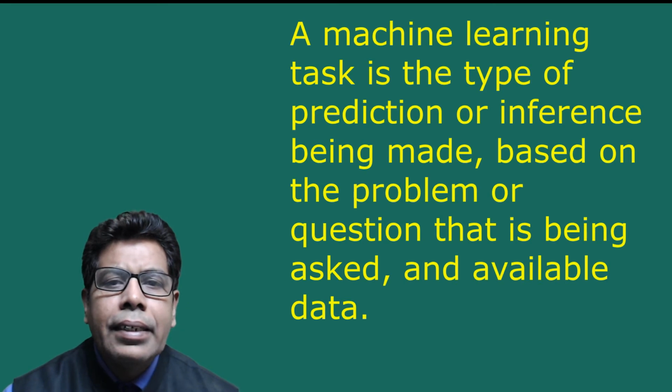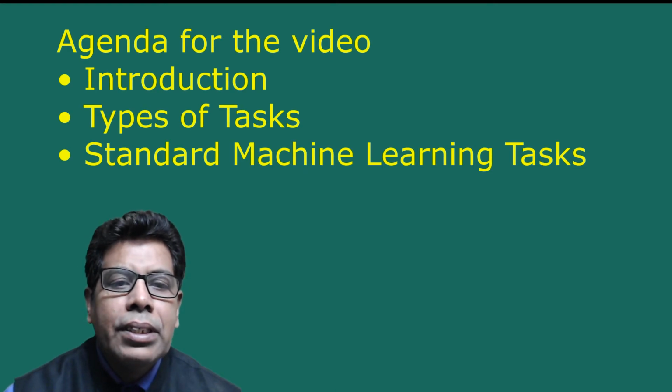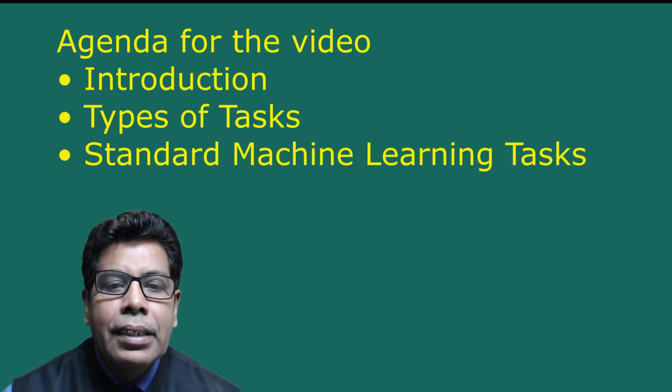A machine learning task is the type of prediction or inference being made, based on the problem or question that is being asked and the available data. For example, the classification task assigns data to categories and the clustering task groups the data according to similarity. Agenda for today's video: introduction, types of task, and standard machine learning task.